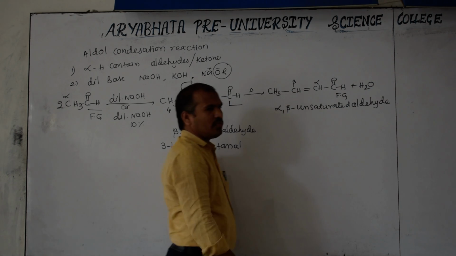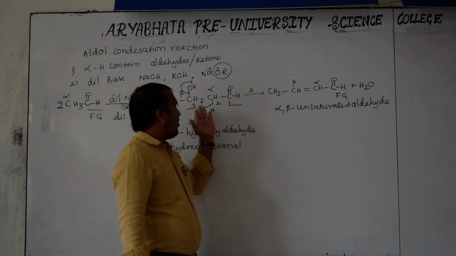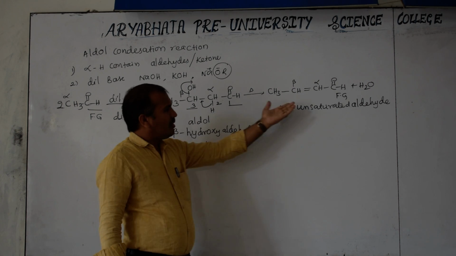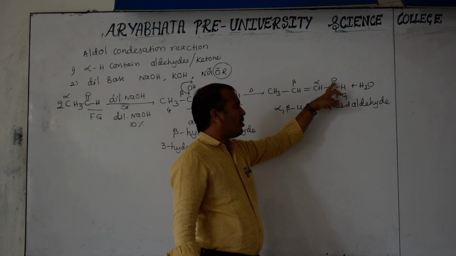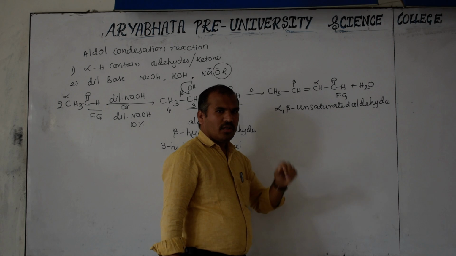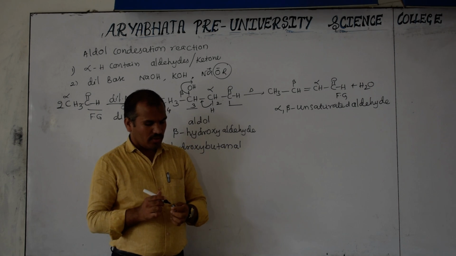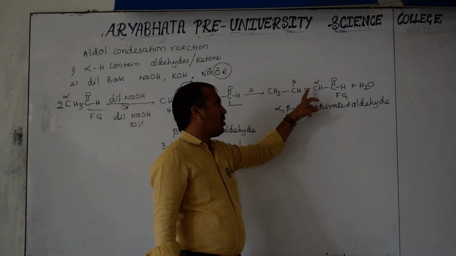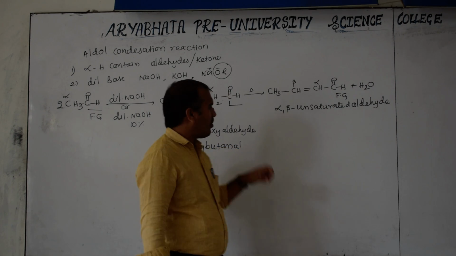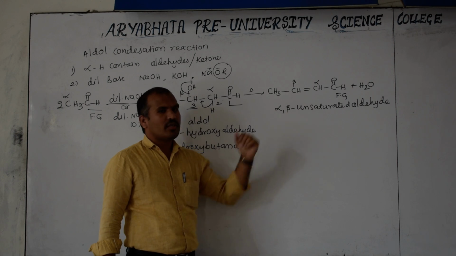Compared with this aldol, this one is somewhat stable. The reason is that it has conjugation: double bond, single bond, double bond. Conjugation means what? Alternate double bonds: double bond, single bond, double bond. So comparatively, this one is somewhat more stable than the aldol.